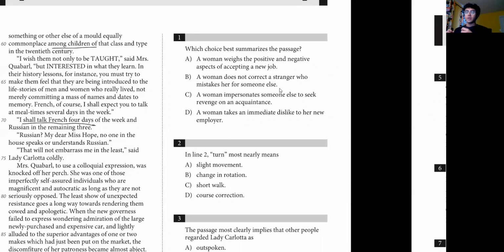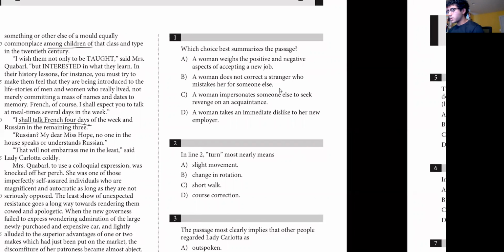Then a lady bumps into her, Miss Quarble comes in and she was like, oh, you must be Miss Hope. And Lady Carlotta is obviously not Miss Hope. Then Lady Carlotta takes on the persona of Miss Hope, and then she has all of these new responsibilities. Now she's basically a tutor teaching them history and French, and then a few other things. But yeah. All right. So which choice best summarizes the passage?